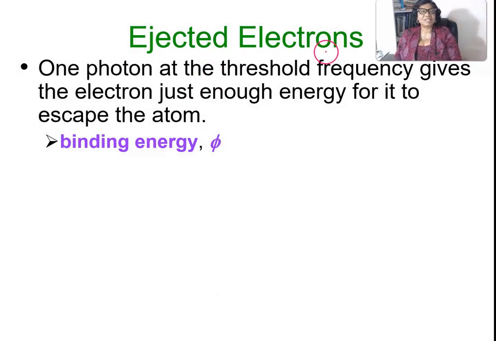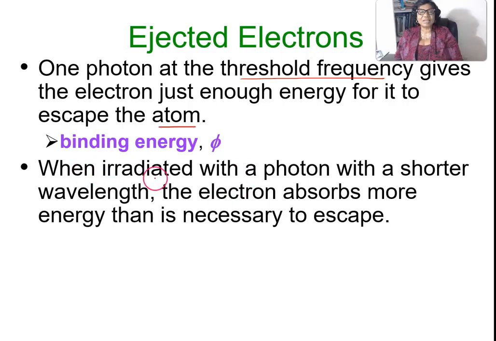So ejected electrons: one photon at the threshold frequency gives the electron just enough energy for it to escape from the atom. And that energy, we call it the binding energy. That's how we call it, the binding energy.